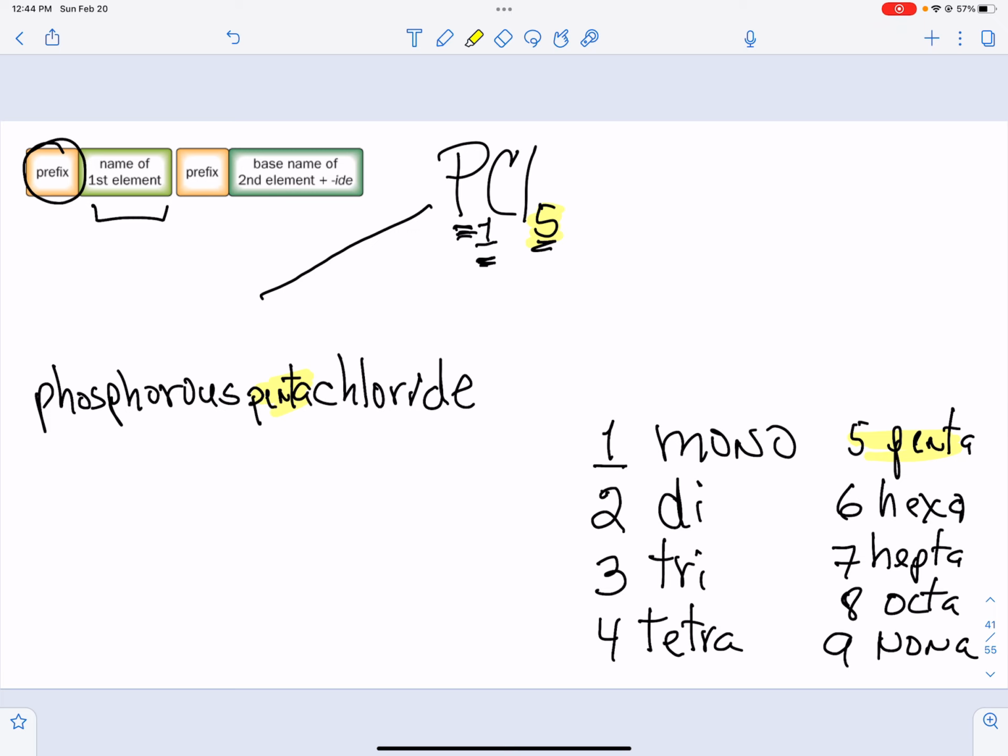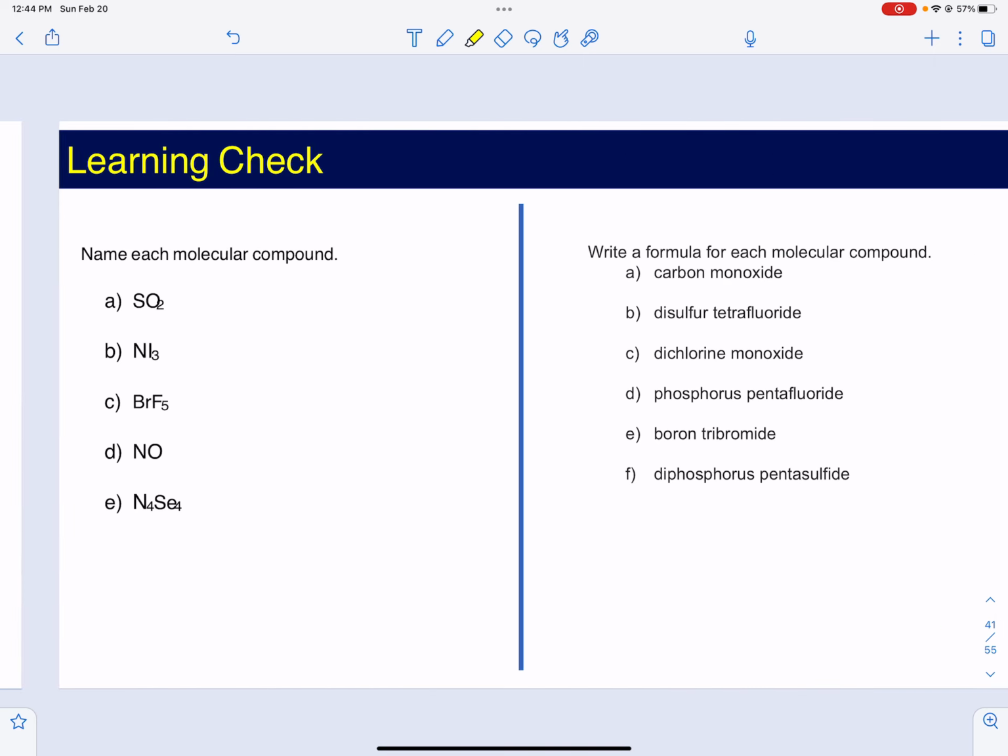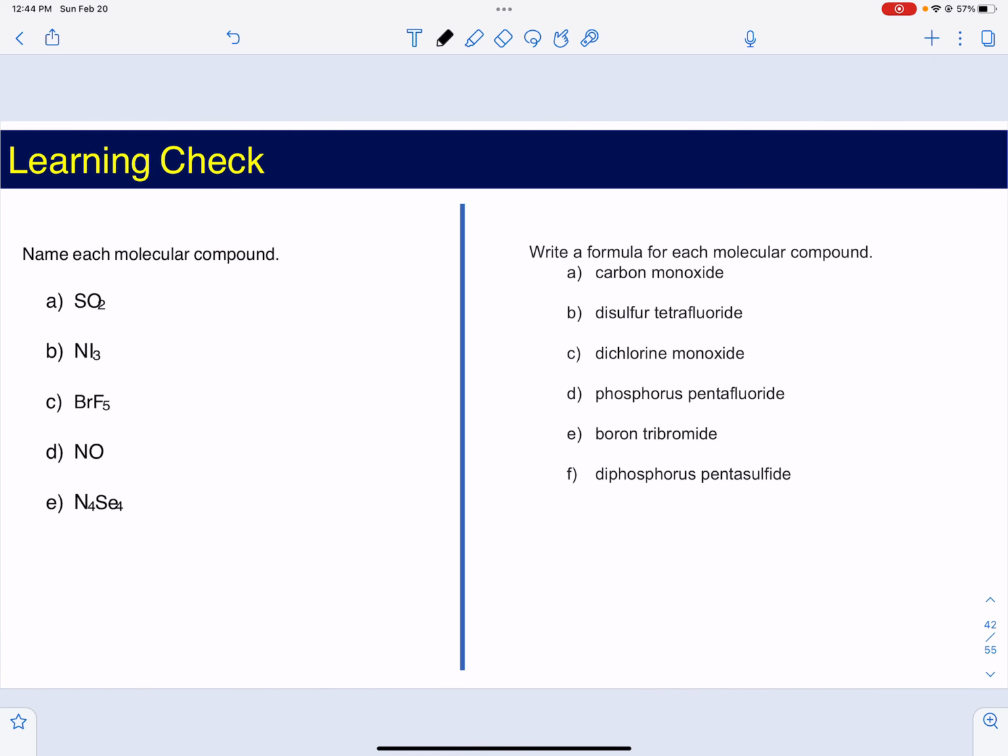You need to use prefixes. On the left side, it indicates how many of that element you have, and then the next one indicates how many you have on the next one. And like any other compound, it's going to end on IDE. So let's do some practice there. So on the first one, what do we have?